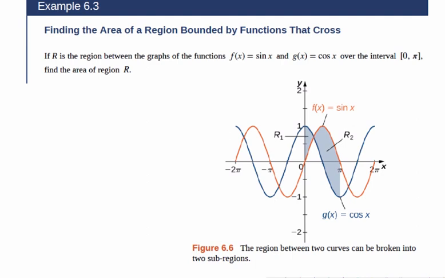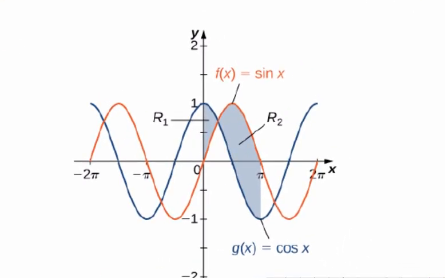So here we want to find the area between the sine graph and the cosine graph over the interval between 0 and pi. Now let's remember what those graphs look like. Sine starts at 0, goes to pi over 2 at 90 degrees, where it goes up to 1. Then it comes back to 0 at pi.